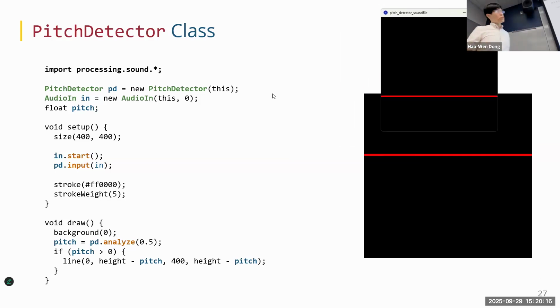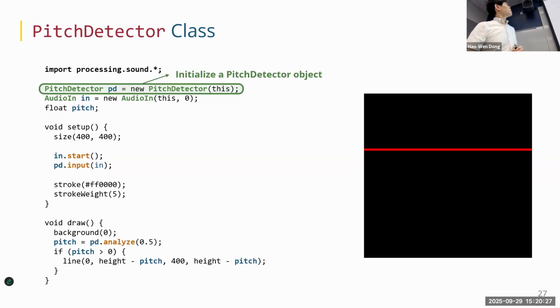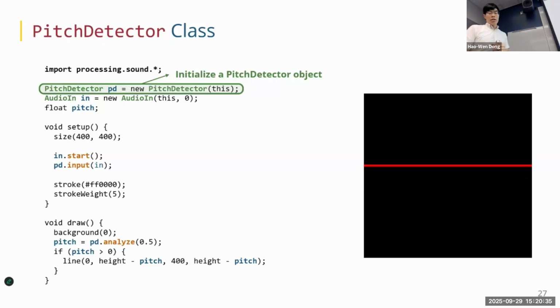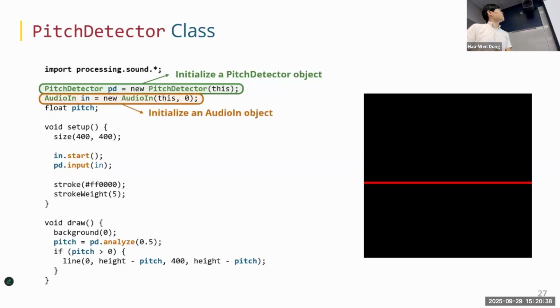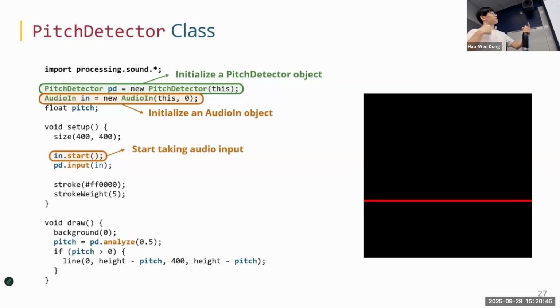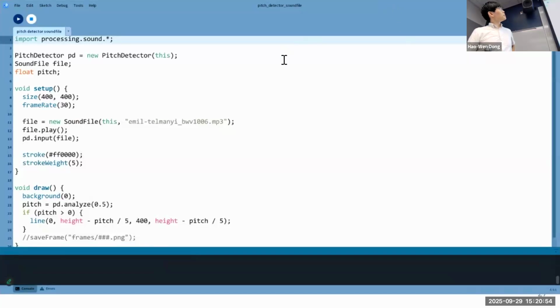So the idea here is similar to how we have the amplitude meter. Now we have this pitch detector. What you want to do is initialize the pitch detector object, just like how you initialize an amplitude meter. Now you have this audio in, which initializes an audio in object. So pretty much the same. Now in the start, you start taking audio input. This is the microphone case, which will be different from what we are hearing right now.